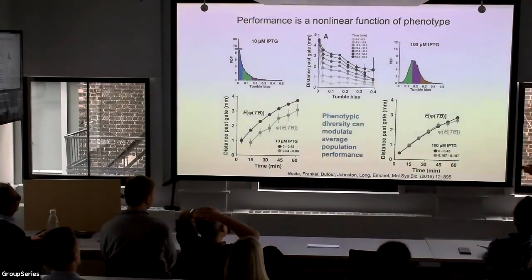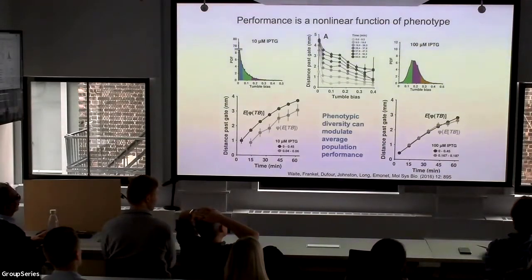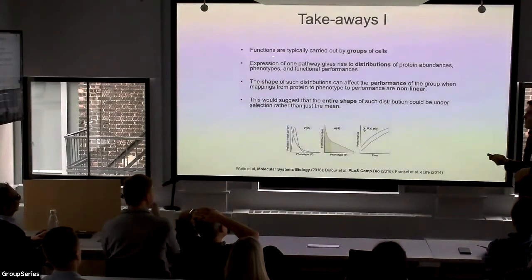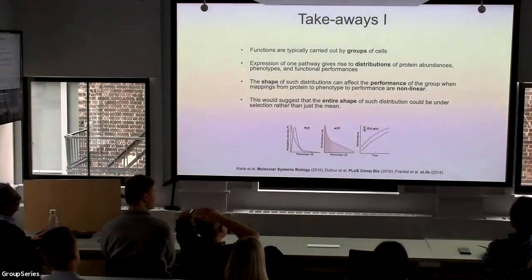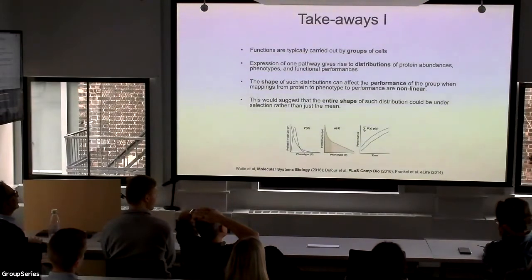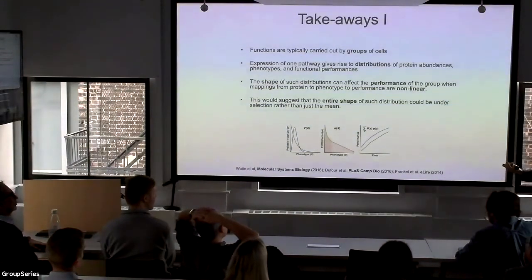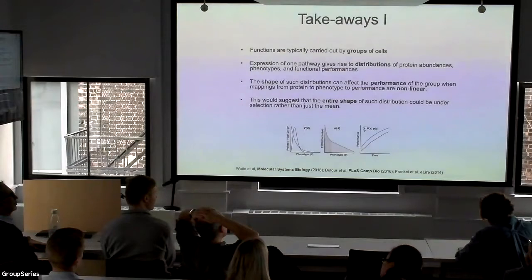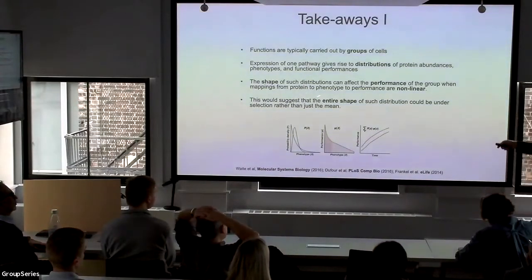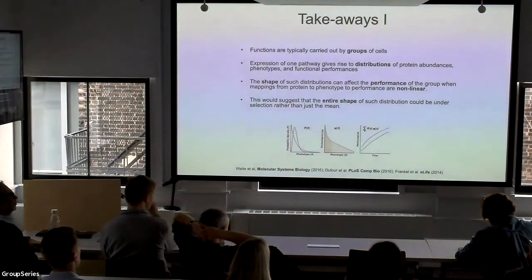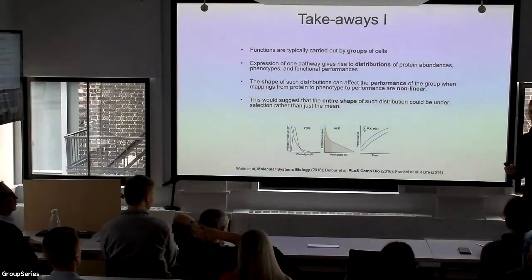This is interesting because without any kind of interaction between the cells, just the fact that you have nonlinear mappings and phenotypic diversity, you can affect the first moment of a function in biology. So the first takeaway of this talk is that function is typically carried out by a group of cells, not by a single cell in biology. You always have phenotypic diversity, and functions typically are nonlinear. So you're always going to have this convolution between diversity in the parameter and the nonlinear mapping. That means the shape of the distribution can affect the performance of the first moment, which suggests that the actual shape of those distributions is under selection in many cases.